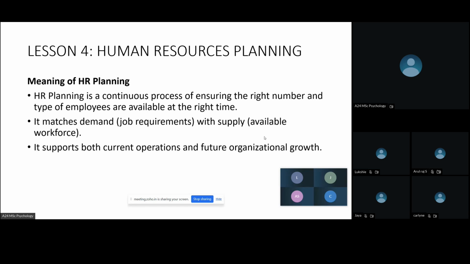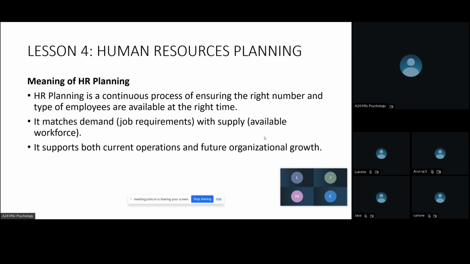Okay, great. Let's move on to lesson 4, which totally talks about human resource planning, which we saw as a subtopic in operative functions. So what is the meaning of HR planning? We need to understand the meaning first. It is a continuous process. It does not happen just one time and disappear. It happens continuously, making sure that the right people are in the right job and available at the right time. This is very important. So this is what HR planning is all about.